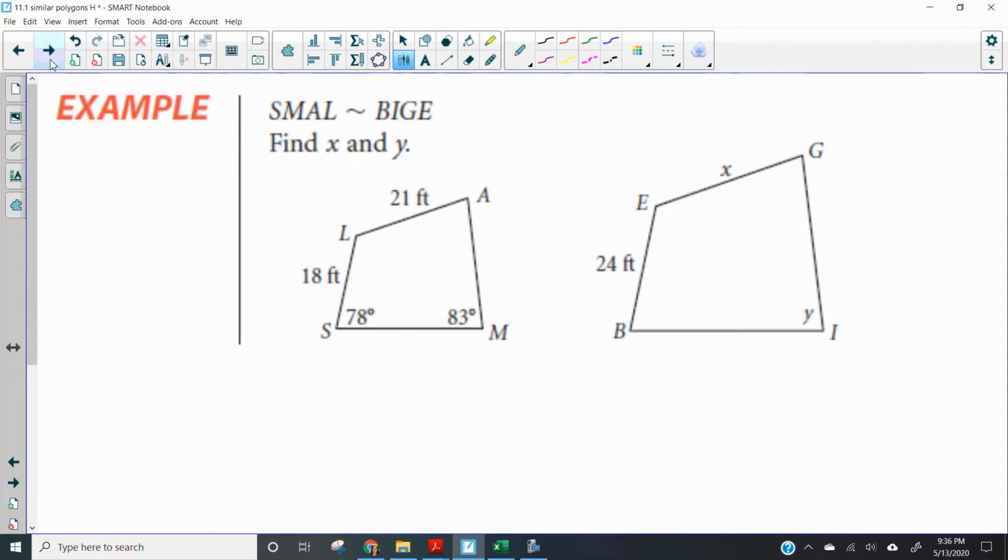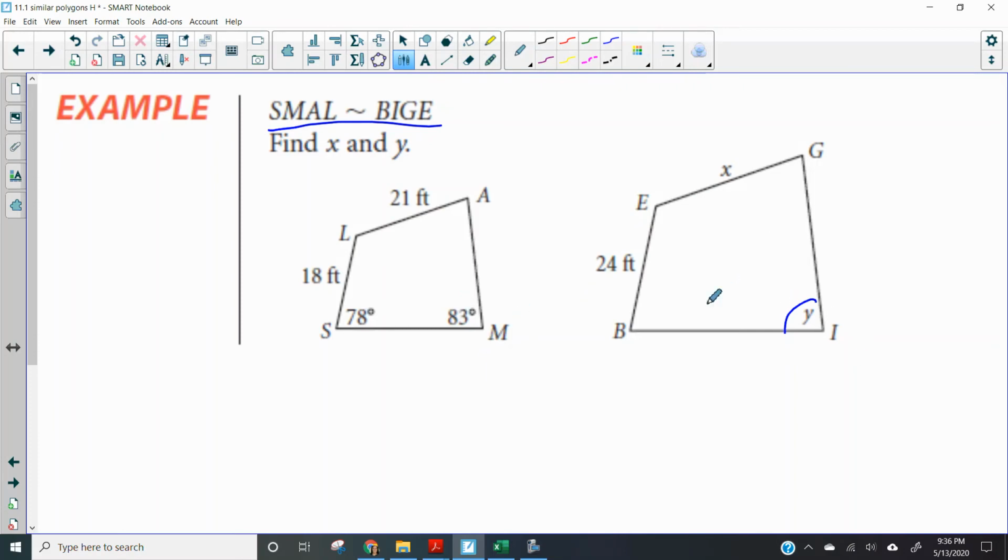So here's a pretty straightforward example that we could see. They tell us right off the bat that these two polygons are similar to each other. Find x and y. So x is this side, y is this angle. I'm actually going to do y first because all I need to figure out is which angle it matches up with, what's its corresponding angle, and it's the same. There's no calculation needed here.